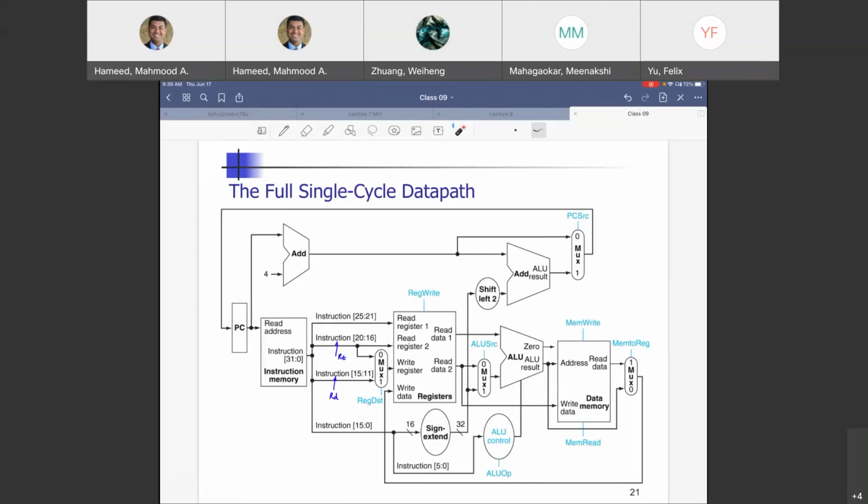Questions here. All the controls are being highlighted in blue in this case. So that is sort of decoding your operation, right? So when the control unit looks at the opcode bits, it will determine all these controls, all the MUX controls. Questions?